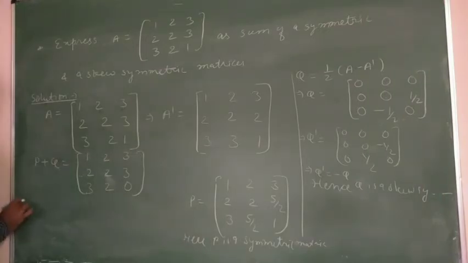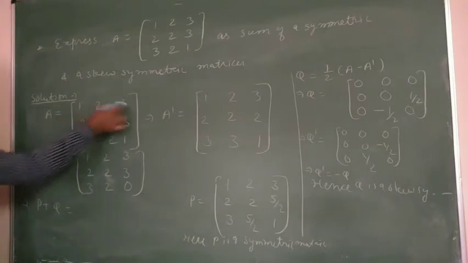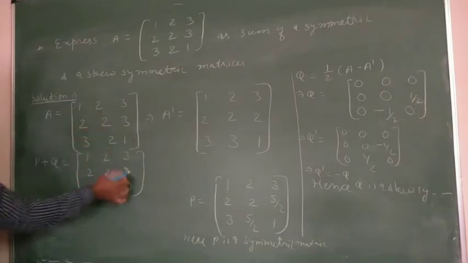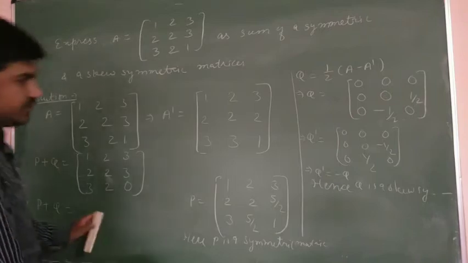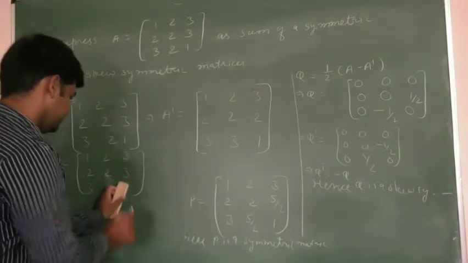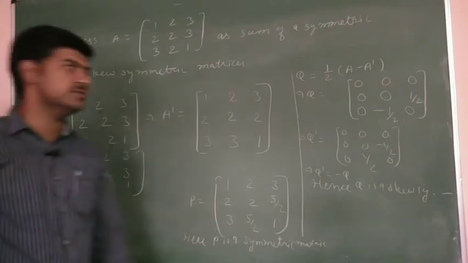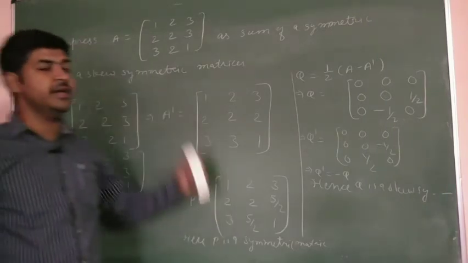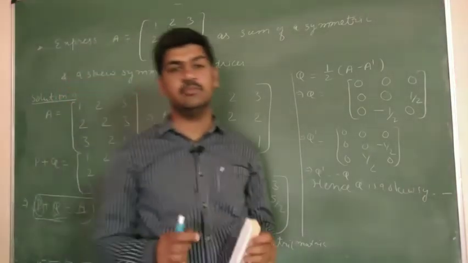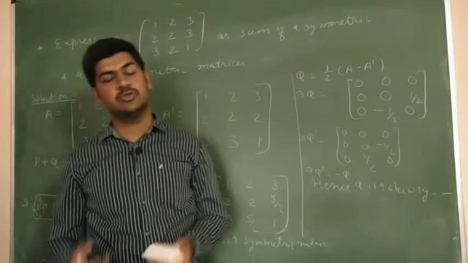So students, we can now write P plus Q is equal to, what is this? You can compare the elements of this particular matrix with this particular A. 1 2 3, 1 2 3, 2 2 3, 2 2 3, 3 2 1, 3 2 1. Yes, 1 plus 0 is equal to 1. So we can write P plus Q is equal to A. Hence we have expressed A as the sum of two matrices P and Q, where P is symmetric and Q is skew symmetric. And this is how we have to do this type of question, that expresses a square matrix A as a sum of a symmetric and a skew symmetric matrix.